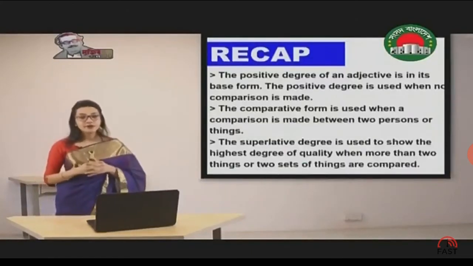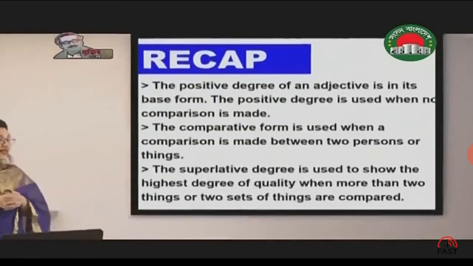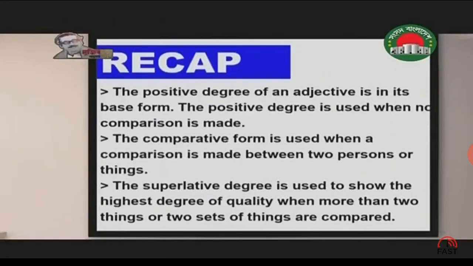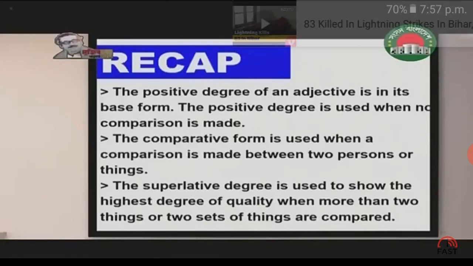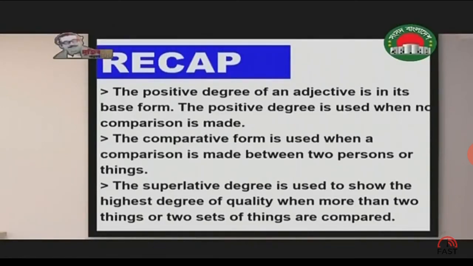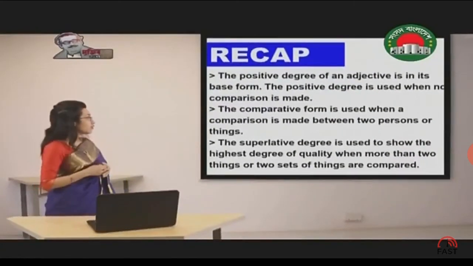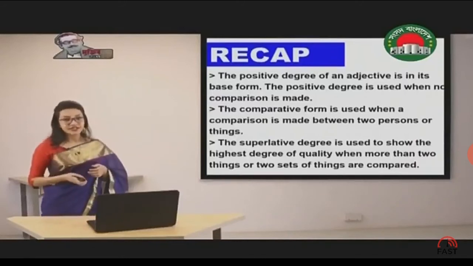So what we have learned in today's class? We have learned that the positive degree of an adjective is its base form, and it is used when no comparison is made. The comparative form is used when a comparison is made between 2 persons or things, and the superlative degree is used to show the highest degree of quality when more than 2 things or 2 sets of things are compared.